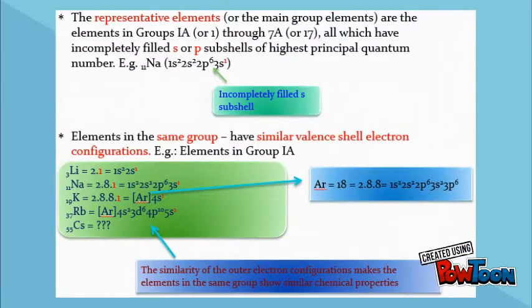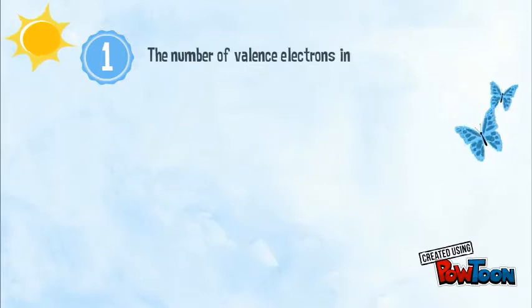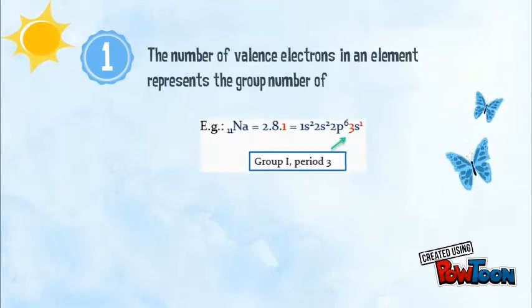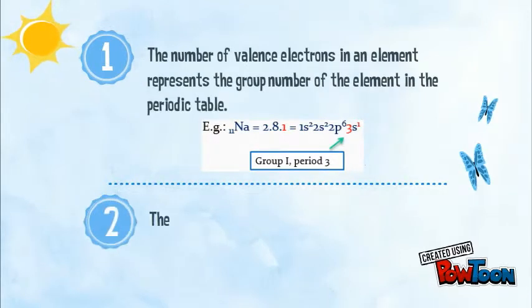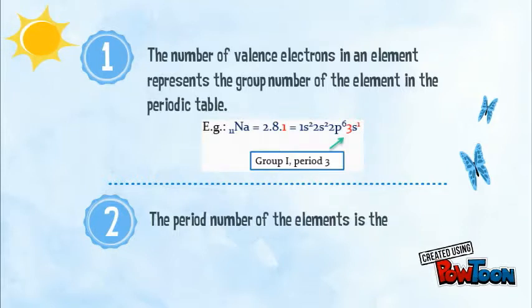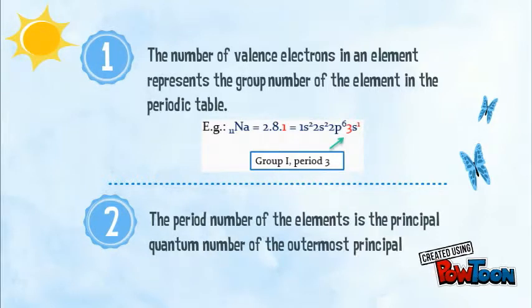The representative elements, or the main group elements, are the elements in groups IA, or 1, through 7A, or 17, all of which have incompletely filled S or P subshells of highest principal quantum number. Elements in the same group have similar valence shell electron configurations. The number of valence electrons in an element represents the group number of the element in the periodic table. The period number of the element is the principal quantum number of the outermost principal energy shell in an atom.